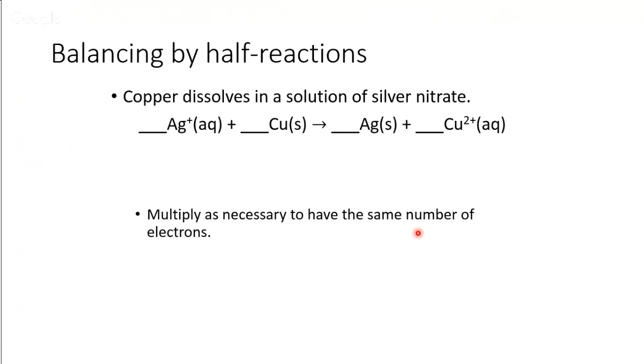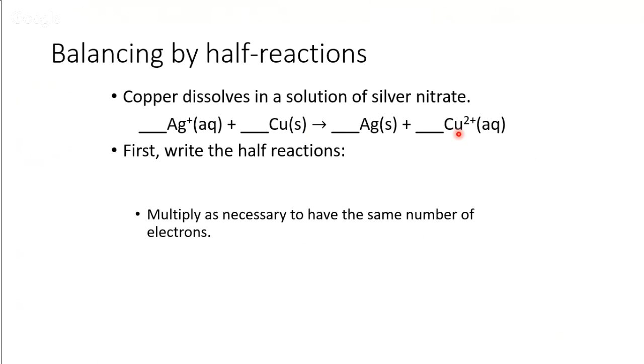So let's practice balancing our equations using the half reaction method. Let's look at this example. We're using the dissolution of copper in a silver nitrate solution here. So we have silver ion, and we have copper producing silver solid and copper ion. So first we need to write the half reactions.